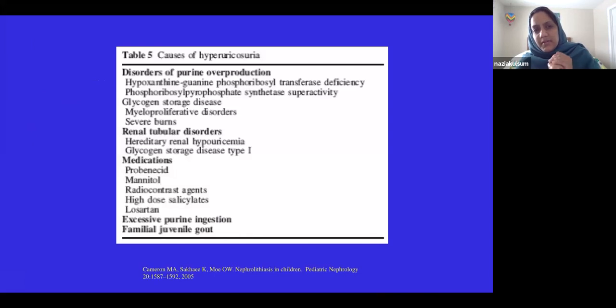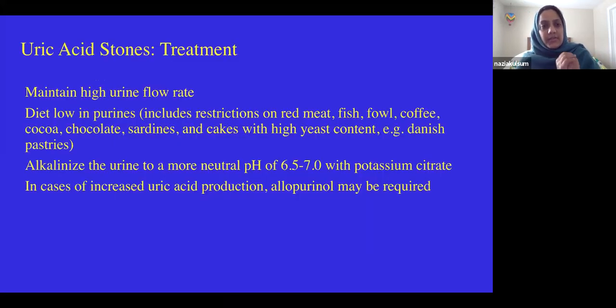Again, these are certain disorders of increased purine production. I won't go into detail, but you have your hypoxanthine-guanine phosphoribosyltransferase deficiency, which is your Lesch-Nyhan syndrome, and then glycogen storage diseases, tubular diseases, probenecid. We talked about how probenecid increases uric acid excretion. Of course, other conditions like gout with high uric acid can also be contributors.